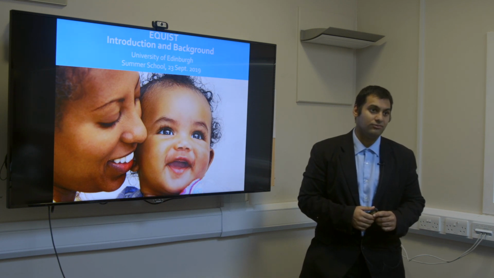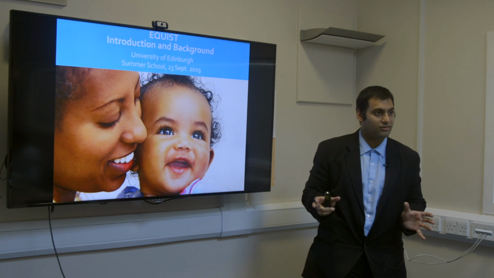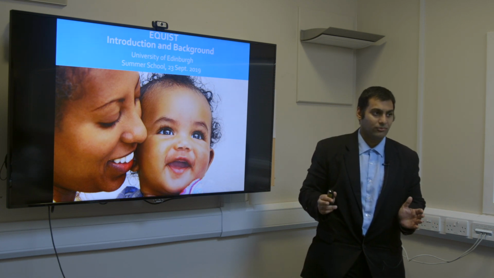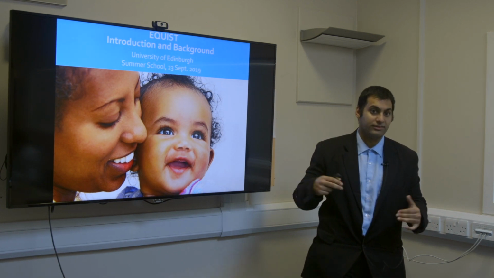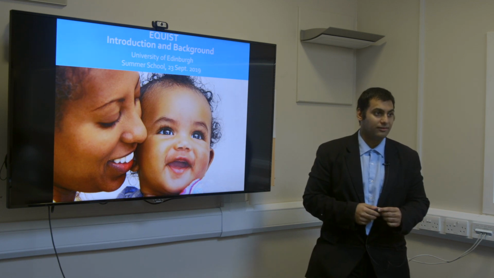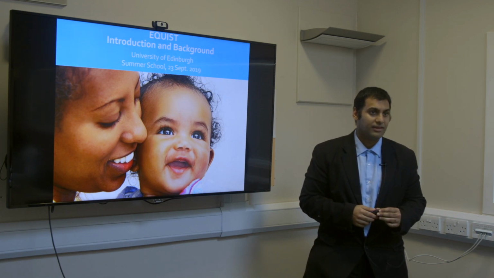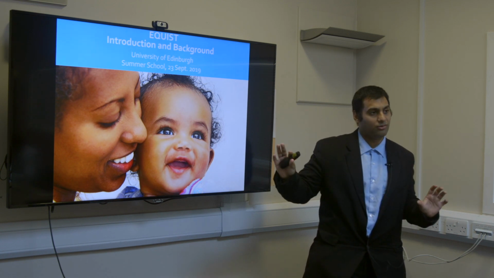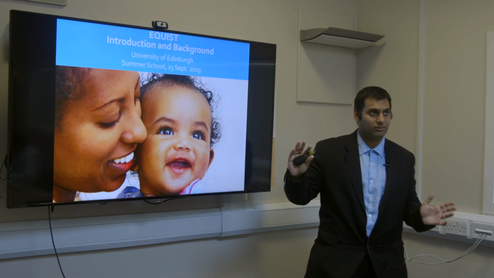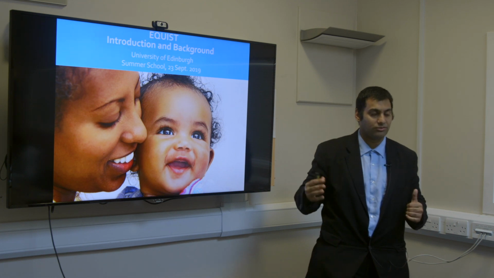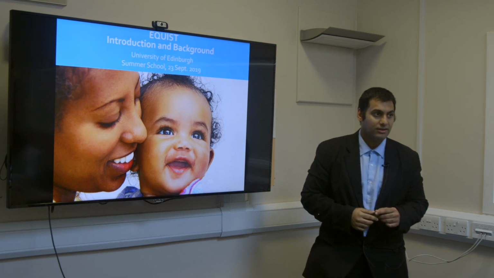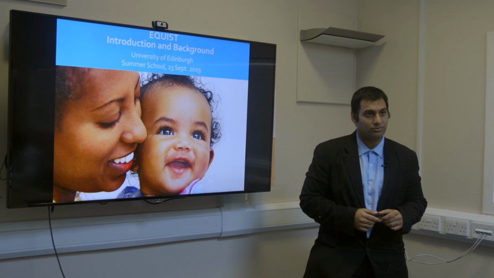This session will involve a short demonstration of the tool, also going into detail on the background of the tool and some specifics of how the tool's been used as well, following the structure of EQUIST and how it's been used in country and what sort of outputs are expected to be developed from this tool.